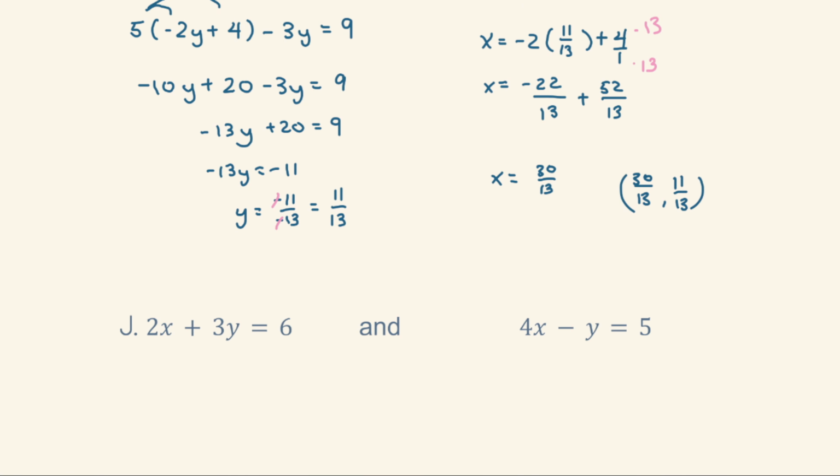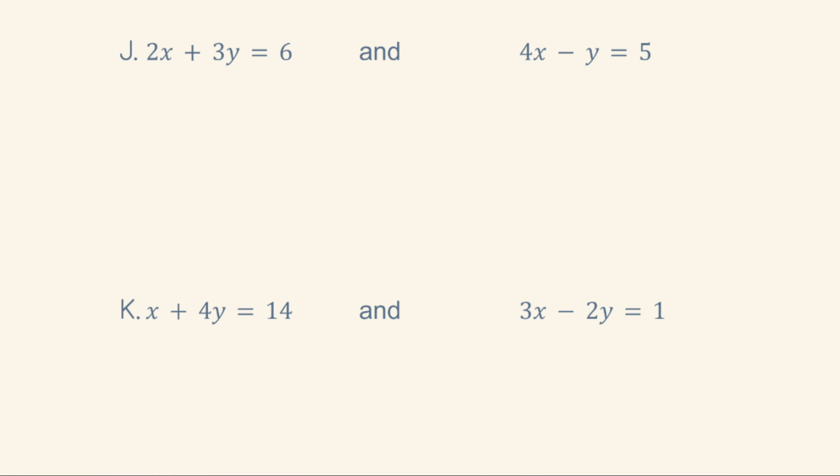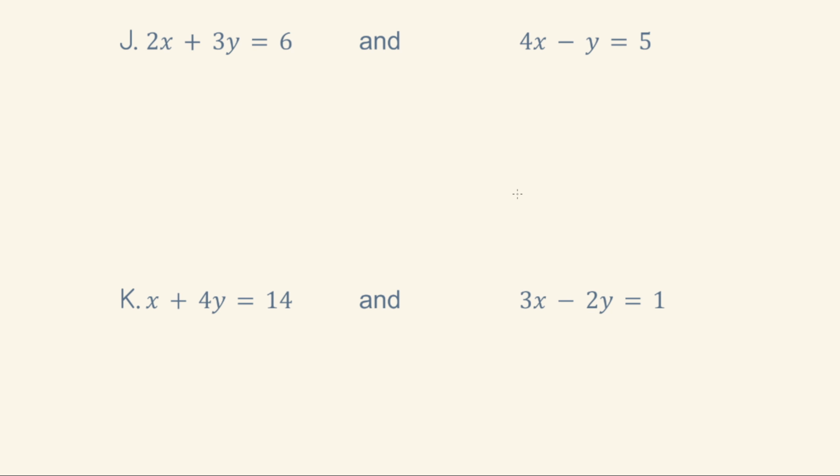Now on to question J. So here we have no isolated variables, so we can just use elimination method again, I guess. Okay, so 2x plus 3y is equal to 6. 4x minus y is equal to 5.